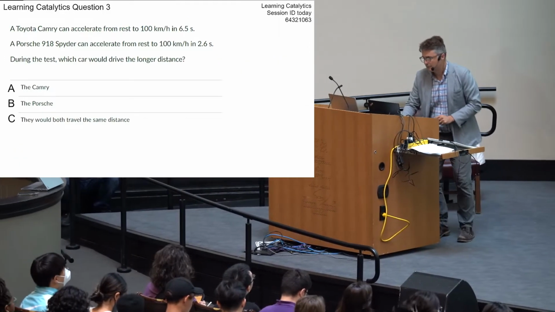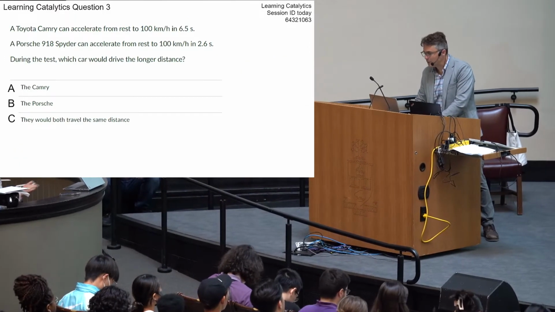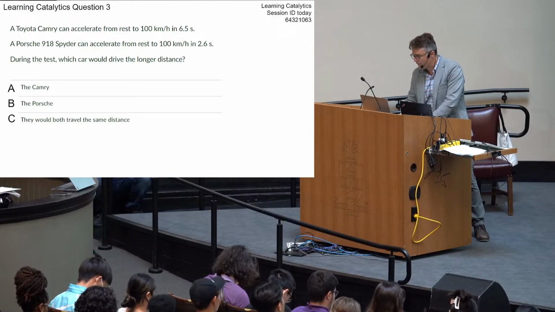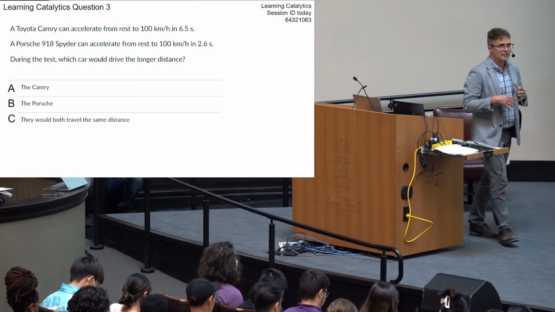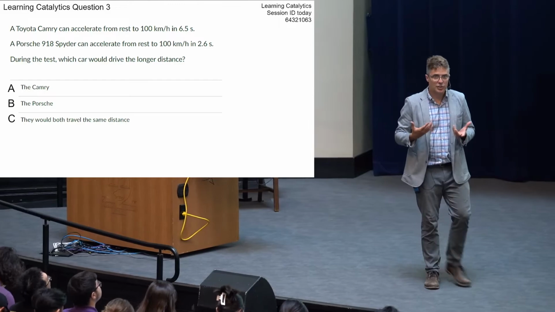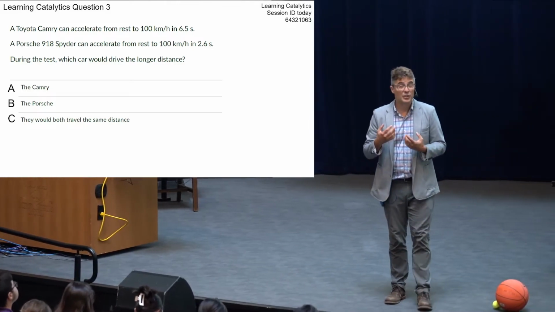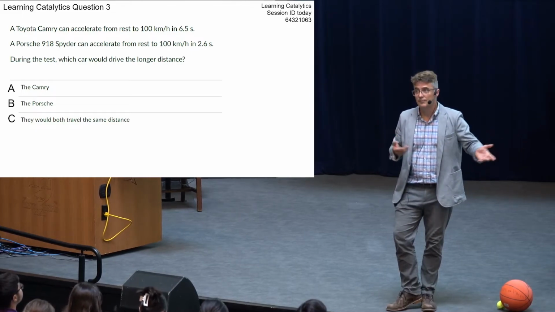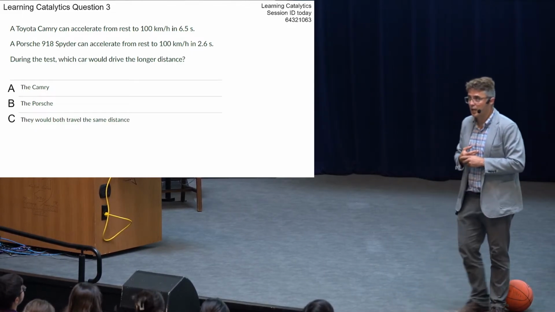Okay, let's do another question here. This one is an interesting one. This is about a test of a car's acceleration. Sometimes they publish how fast a car can accelerate by giving you the time that it takes to go from 0 to some final speed. It's usually 100 kilometers per hour.